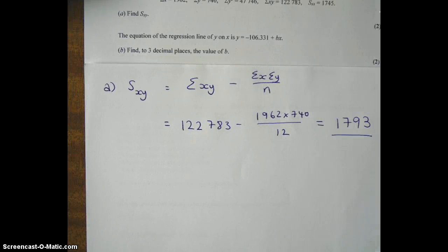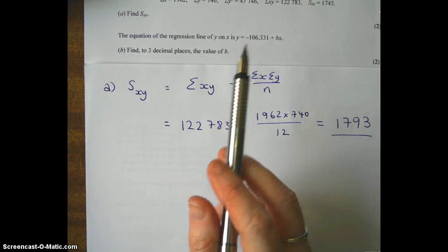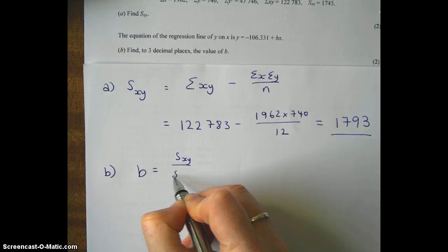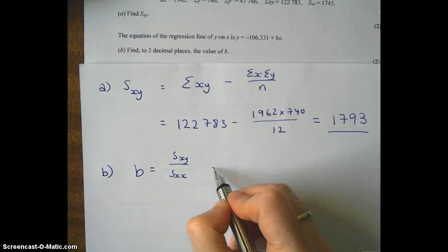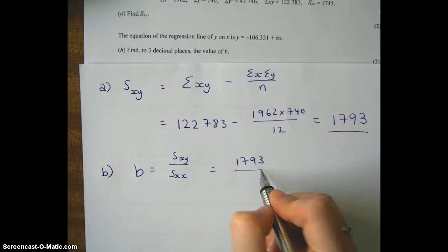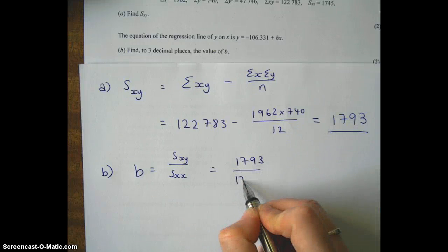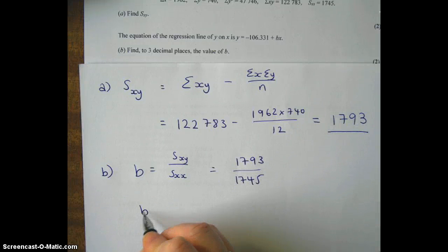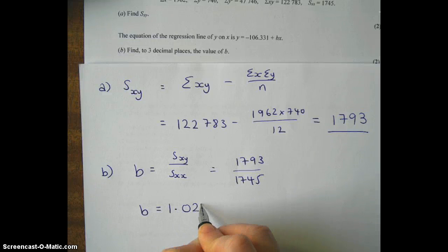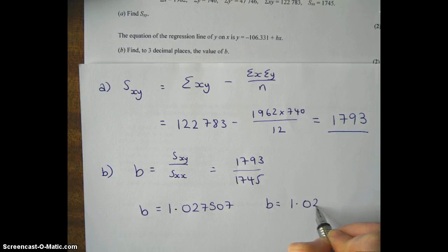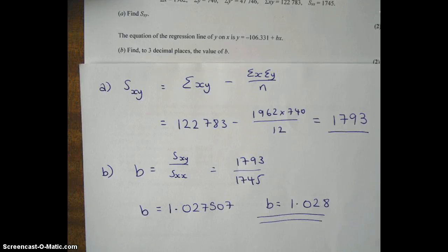Then it tells you the equation of the regression line is this. Find the value of B. Well, that's in your formula sheet. You know that B is equal to SXY divided by SXX. You've just worked out SXY. You know SXX from your question, if you just look at the top up here. So I get that my B value is 1.027507. And they've said in the mark scheme that they'll only accept anything that rounds to 1.028. So don't round that to 1.03 basically, keep that quite large.